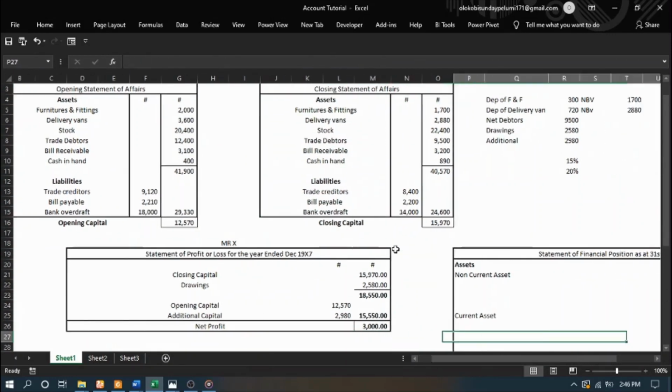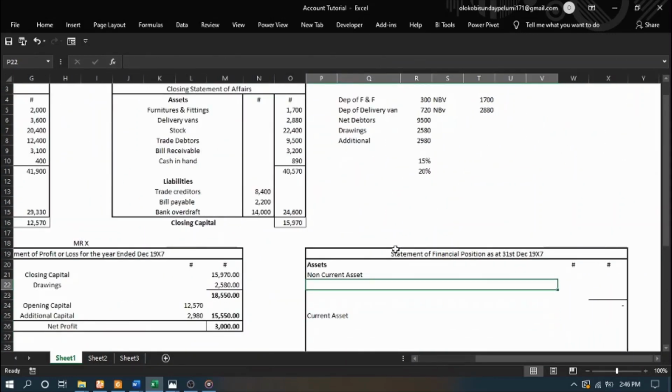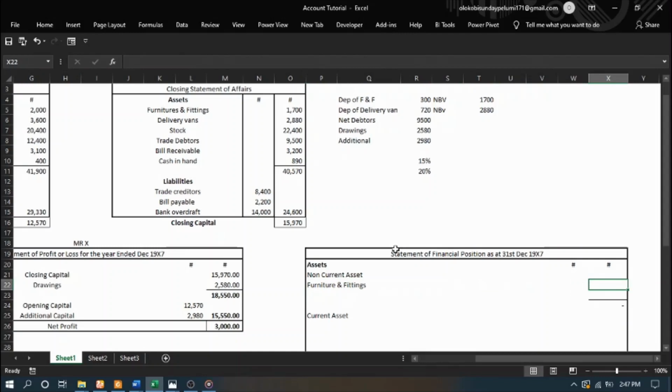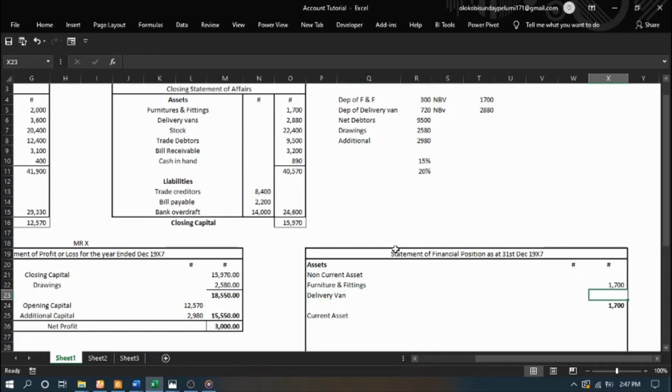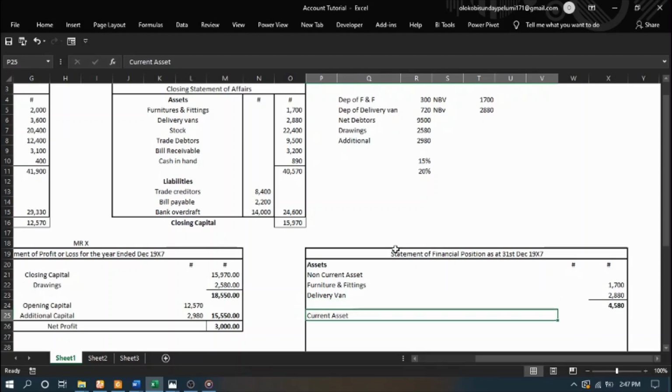So we can easily prepare our statement of financial position. You start with the assets, furniture and fittings. The furniture and fittings here, its value is 1,700. Its net book value. Just put the net book value there. Now delivery vans, what is our delivery van? The net book value 2,880. So these are our total non-current assets.